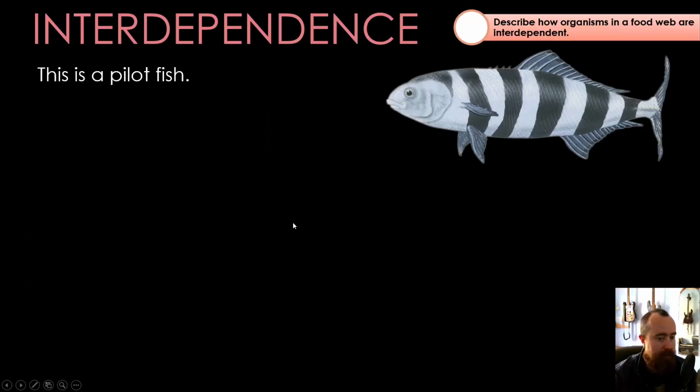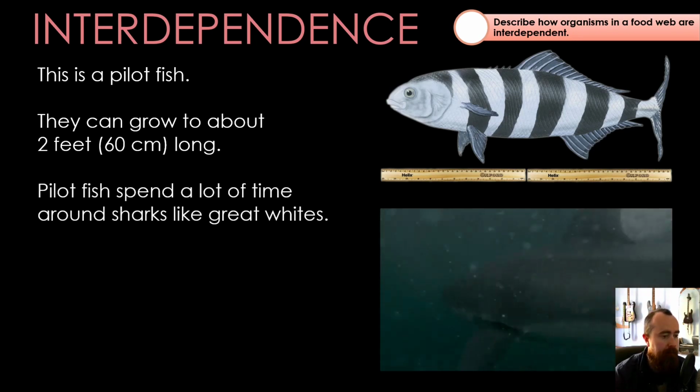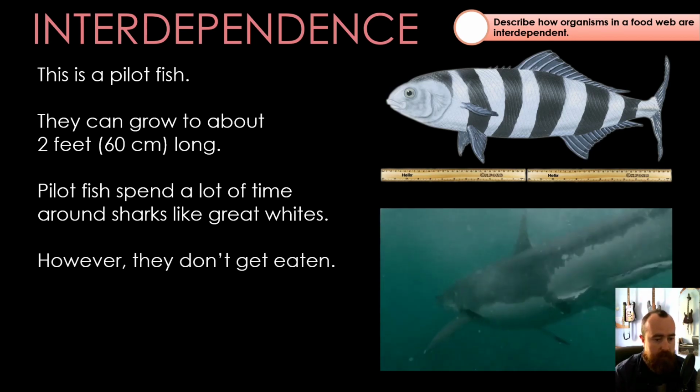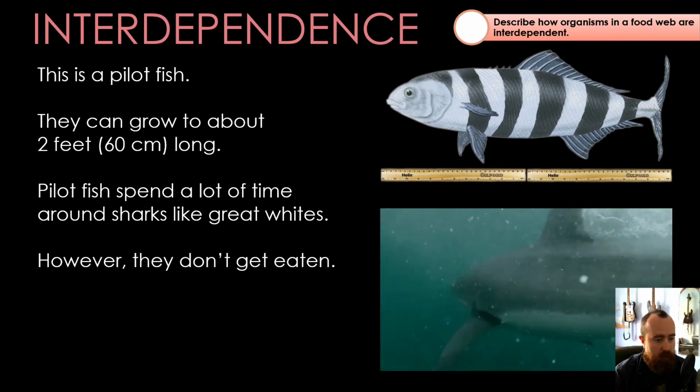So this is a pilot fish. Pilot fish grows up to about 2 feet long, so if you've got a couple of rulers and laid them end to end, that's about the size of one of these things. They spend a lot of time around sharks. So this is a great white shark. They spend a lot of time around great white sharks. You would have thought that they'd get eaten by these great white sharks, but they don't. Pilot fish don't get eaten by sharks.